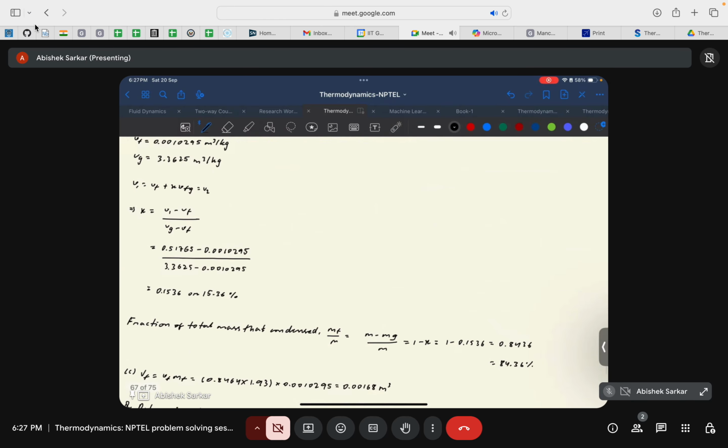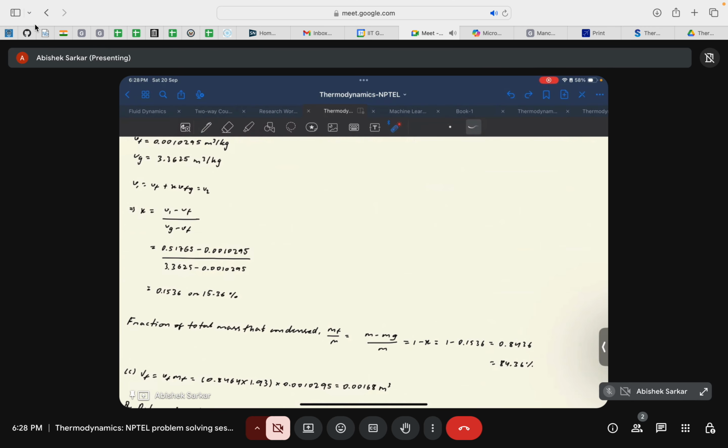So V1, or equal to V2, is equal to Vf plus X Vfg. So X would be equal to V1 minus Vf divided by Vg minus Vf, that is Vfg. If you substitute the numerical values here, you will see that X turns out to be 0.1536 or 15.36%. So X, if you recall, was the dryness fraction, that is the amount of gas or the gaseous state in the mixture.